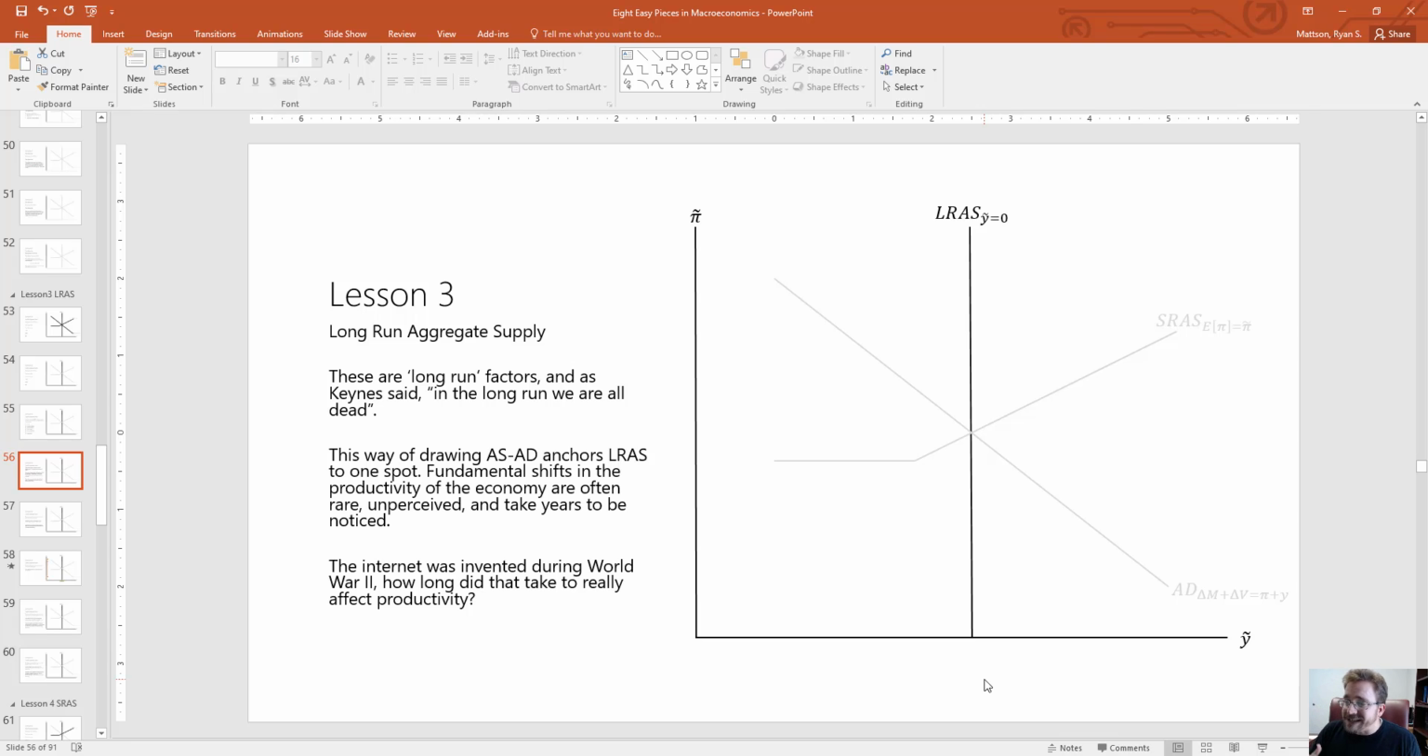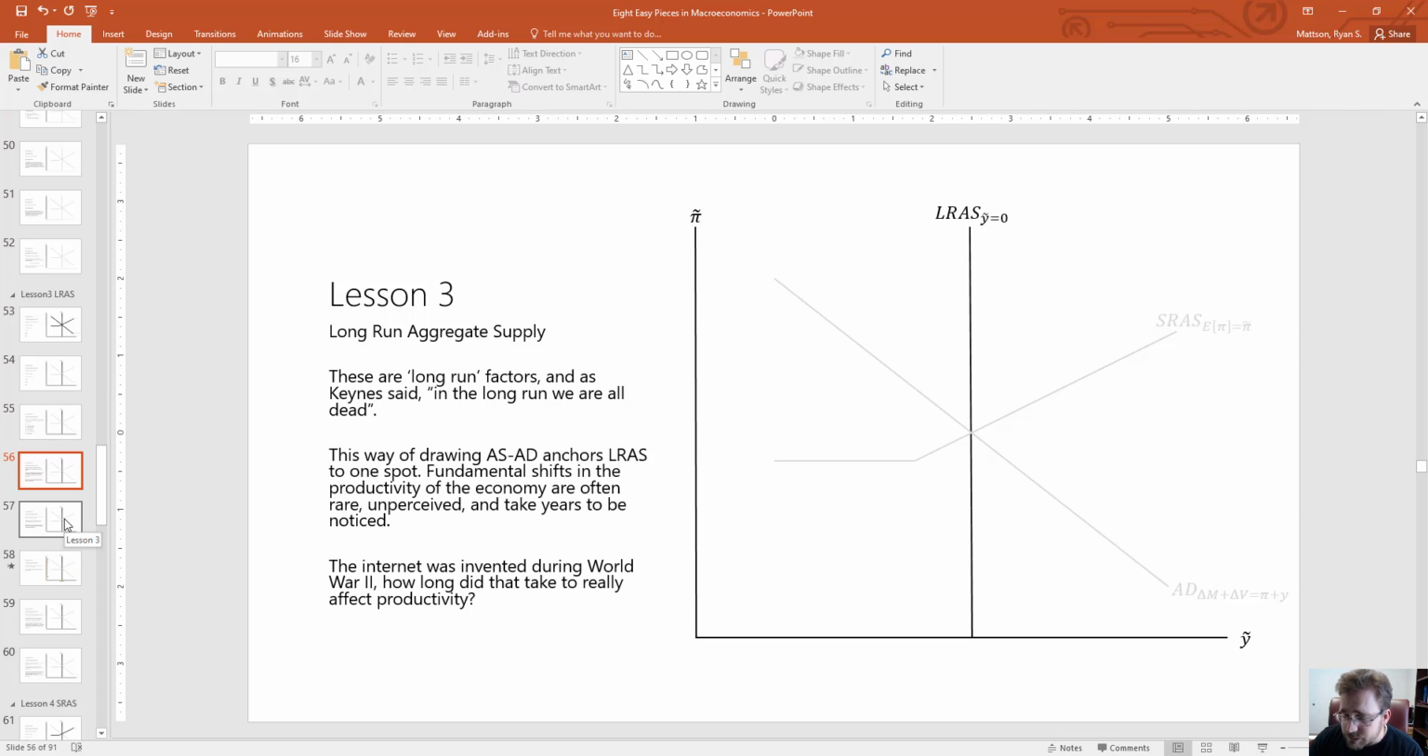These are fundamental shifts in the productivity and the structure of the economy that can be rare. Oftentimes they're not perceived, and maybe it'll take years to notice that there's been some kind of fundamental shift here. For example, all the technology needed to create the internet was developed around the time of World War II, but how long did that take before that kind of productivity shock was really incorporated by workers to turn into me sitting in front of a computer in an air-conditioned office and speaking into a microphone and creating this video and showing a graph on a computer and you viewing it. So, as you can see, there's a lot that can go into this long-run aggregate supply curve.